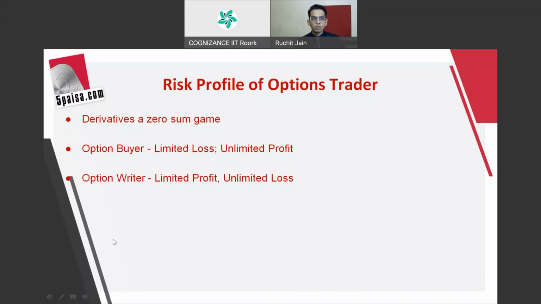It won't go below zero. Similarly, for option seller, if option buyer's profit is unlimited, then option seller's loss would be unlimited. Because if option buyers make a huge profit, where will that profit come from? That profit will come from the option seller. So option buyer's loss is limited, option seller's profit is limited, and their loss potential is unlimited. I hope you got this risk profile.